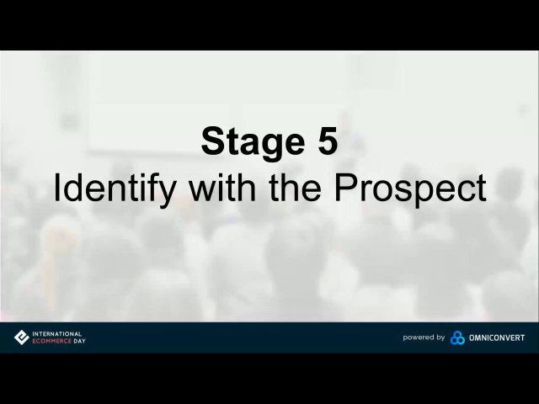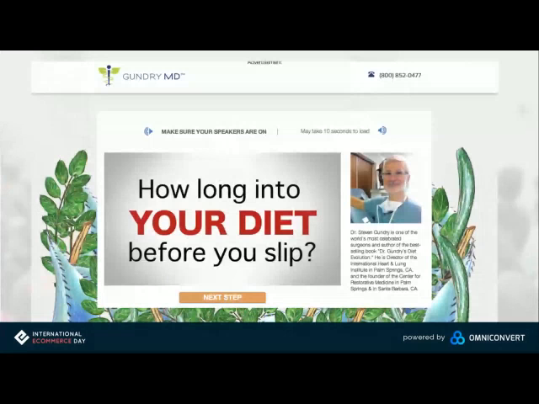So it becomes more difficult to convert your prospects at this stage, and it moves off of the product and focuses on the prospect completely. Here's an example, again, in the health weight loss space that's in stage 5, sophistication. How long into your diet before you slip? You see how here it puts the emphasis on the prospect and not the product.